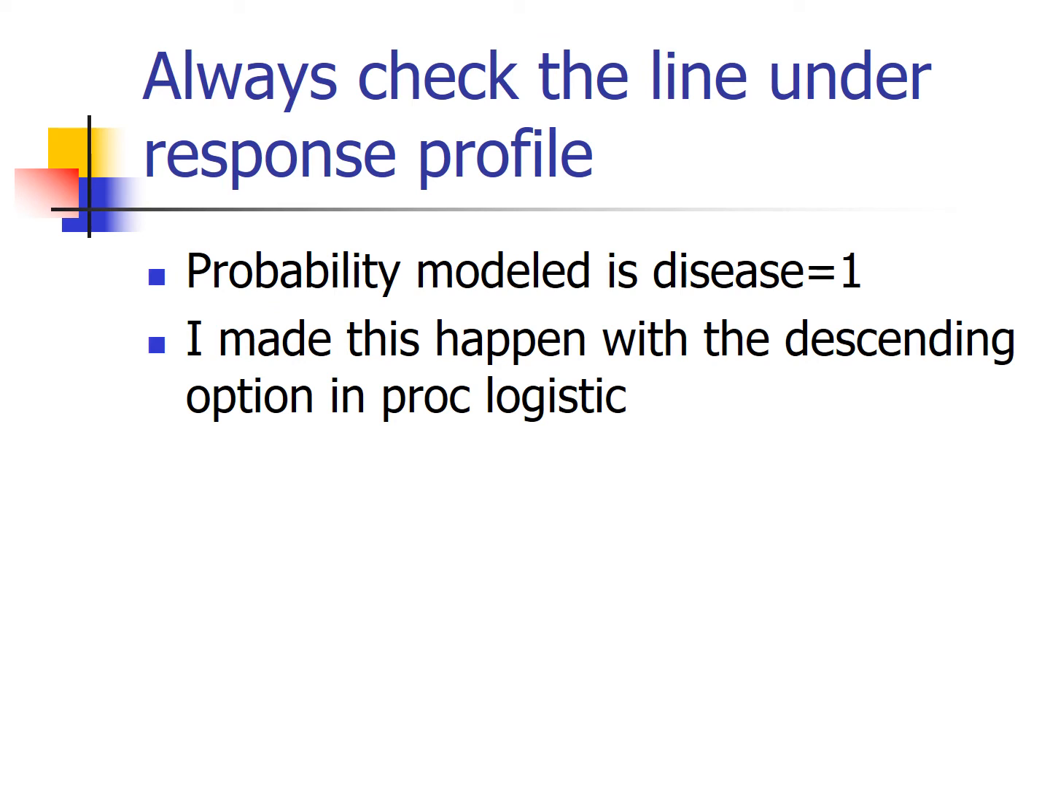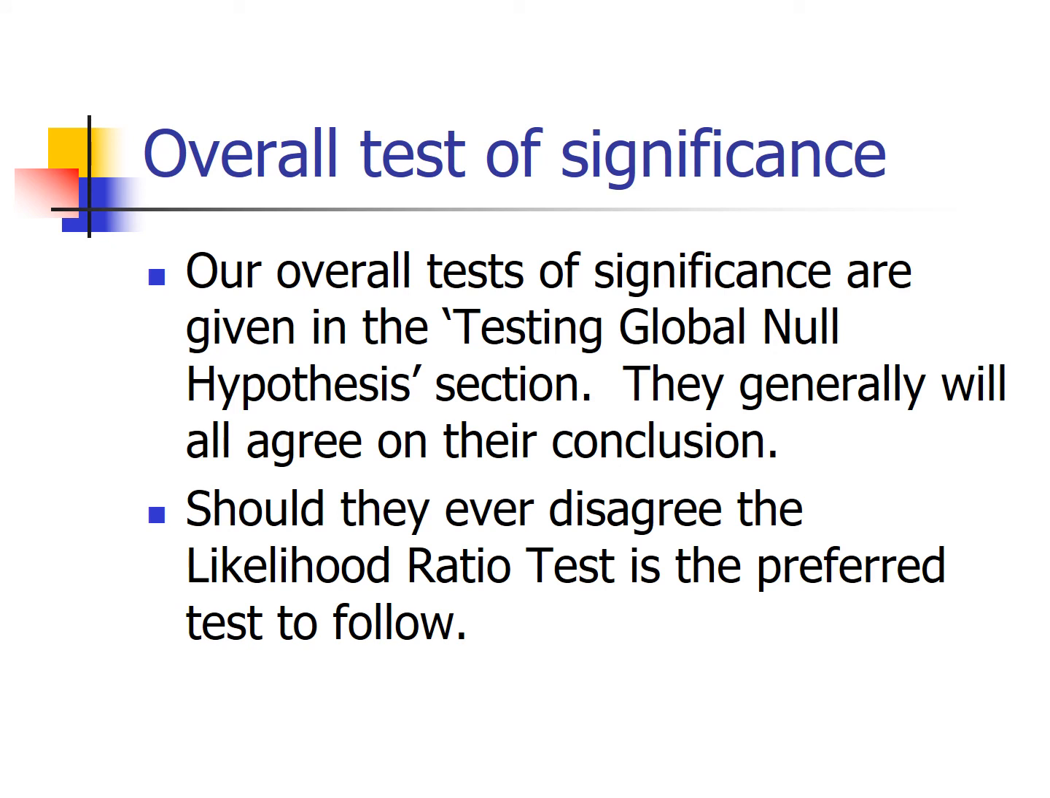All right, so let's talk this through. Again, like I said, first thing you always do, check that line under response profile. Make sure that you're modeling what you intend to model. Then do your overall test of global significance. If they ever should disagree, it's generally suggested to use the one that says likelihood ratio test.